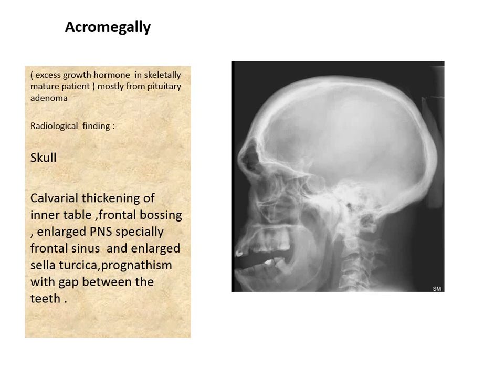For acromegaly, it is excess growth hormone in a skeletally mature patient, mostly from pituitary adenoma. For the radiological findings in the skull, we can see calvarial thickening of the inner table mainly. We have frontal bossing, enlargement of the paranasal sinuses, especially the frontal sinus, and an enlarged sella turcica. We can also see the cause for it, like here, pituitary adenoma, and prognathism, which is enlargement of the jaw, with gaps between the teeth.